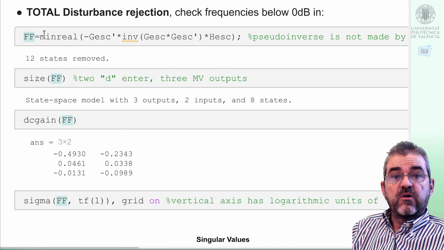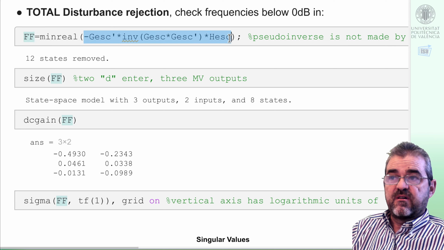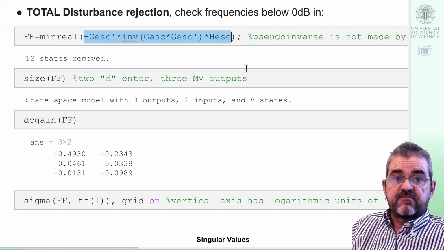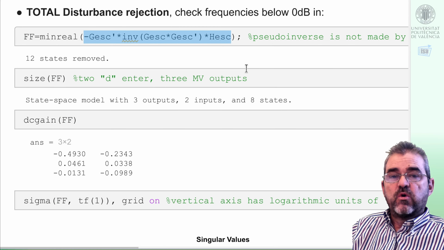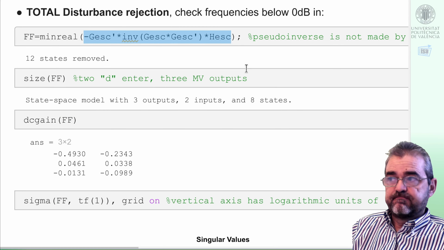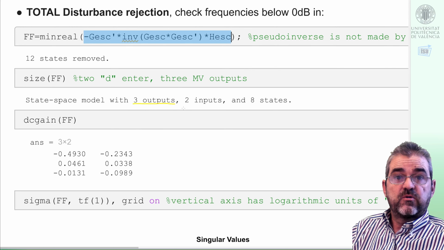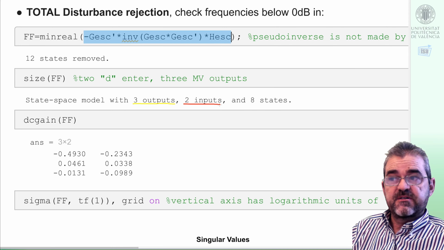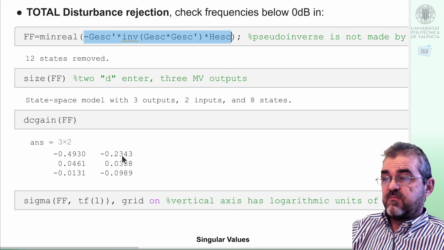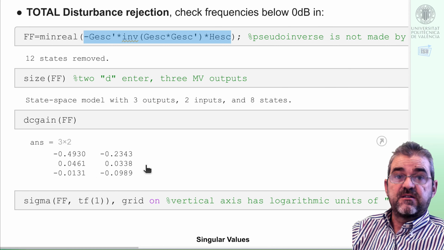If we now go to the total disturbance rejection problem, then this will be the feed-forward with the pseudo-inverse that would do the trick and totally cancel the effect of disturbances if they were measurable or observable or whatever. So this feed-forward has 3 outputs, which are controller actions, and 2 inputs, which are disturbances.